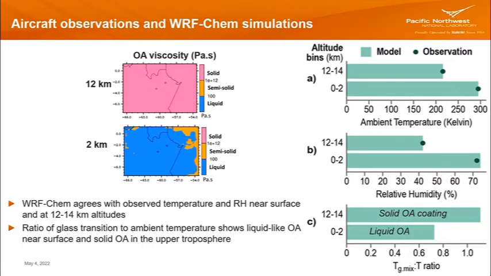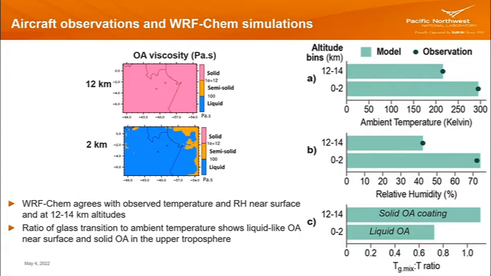Because at least in this region, the bars here are model and the dots which I'm showing are observations. So ambient temperature, for example at 12 to 14 kilometers, you get 200 Kelvin and the model agrees with measurements. And also for relative humidity, it's less than 40%, both in model and measurements. So it's not going to 70%, because of course, if you have 70 to 80% relative humidity, then you can have liquid water in the particle phase. So when you are modeling, it's important to also evaluate the temperature and relative humidity profiles with aircraft measurements.